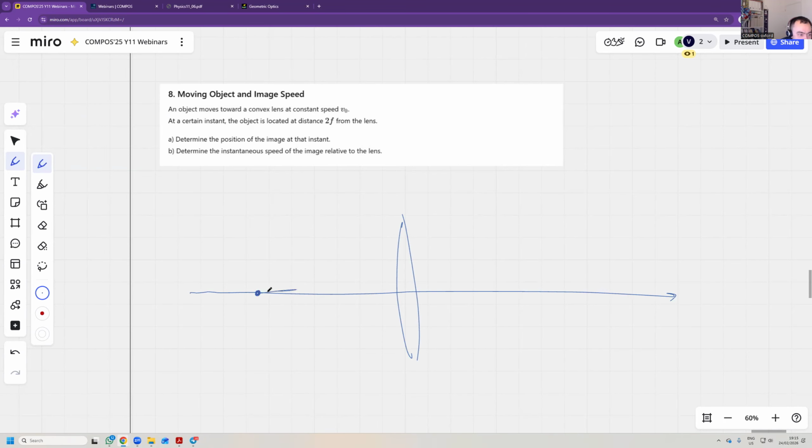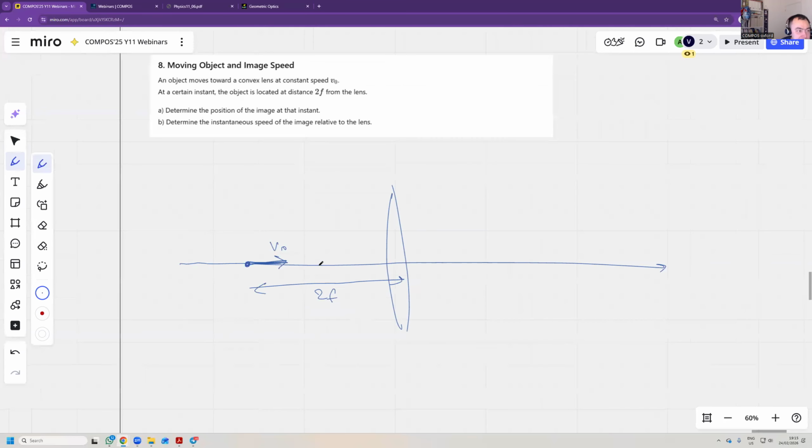An object is moving towards the convex lens at constant speed v0. At a certain distance, the object is located at a distance 2f from the lens. Determine the position of the image at that instant and determine its instantaneous speed.